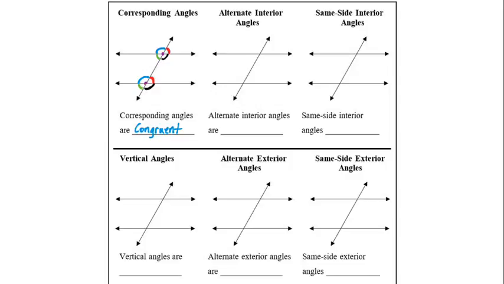We also have something called an alternate interior angle. When we're talking about the alternate, right, we're talking about alternating across this line. So it's alternating across the transversal.